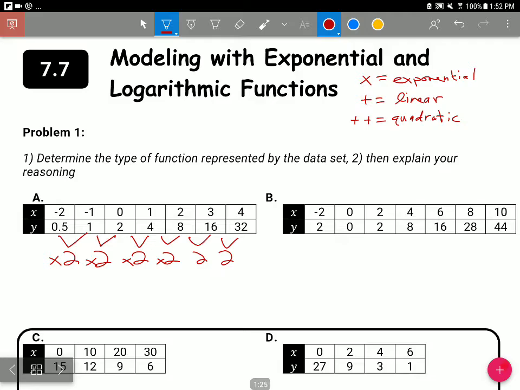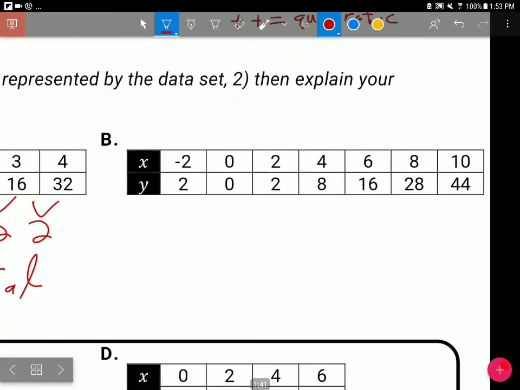So is it exponential, linear, or quadratic? It's exponential. Are we adding to go from one step to the next, or are we multiplying? They're multiplying. Wow, my pen just does not want to write. Whatever. All right, letter B, same idea.